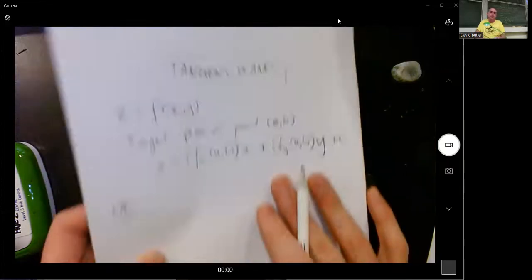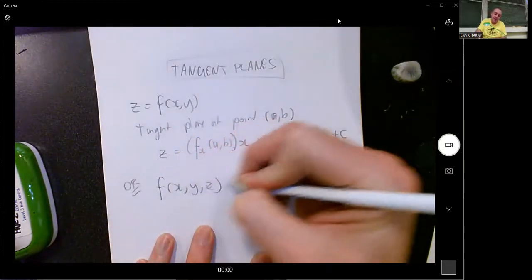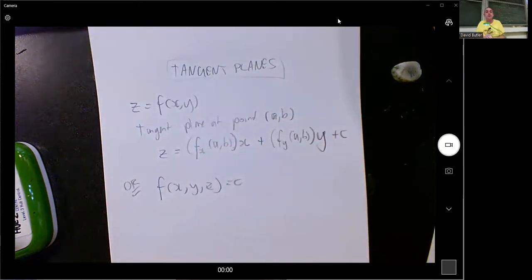Or if your function is being thought of as a function of x, y, and z equal to a constant, then we have to think about the tangent plane in a whole other way.